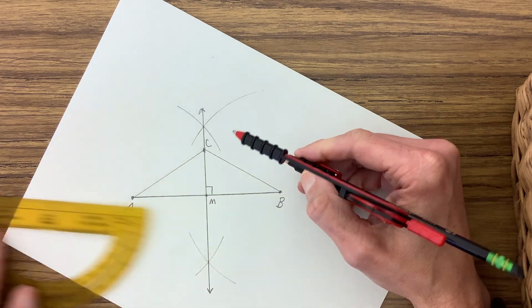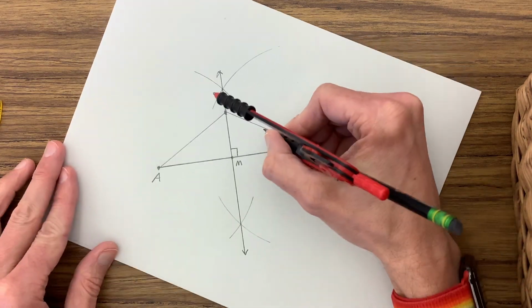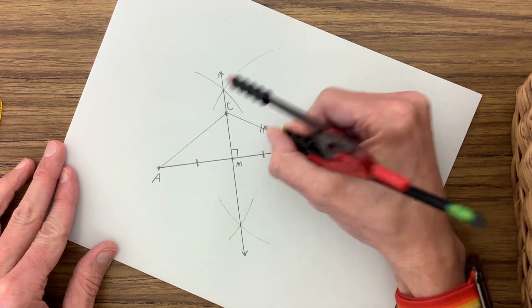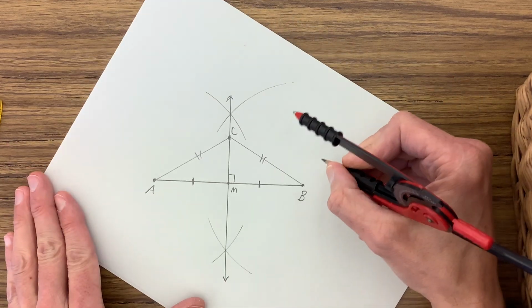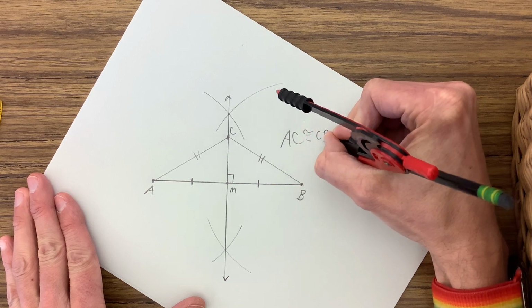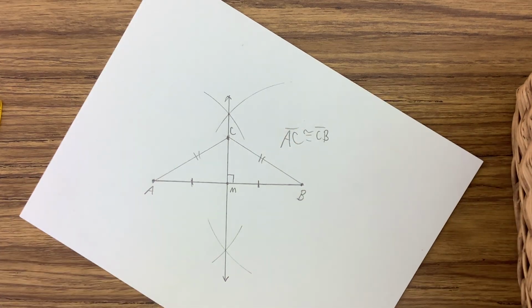Pardon me? They're congruent? Why can I comfortably say that? Because it's a perpendicular bisector, these would have to be equal to each other. So we know that AC is congruent to CB, right? Why is that? That's called the perpendicular bisector theorem. Any point that's on a perpendicular bisector is equidistant to the endpoints.